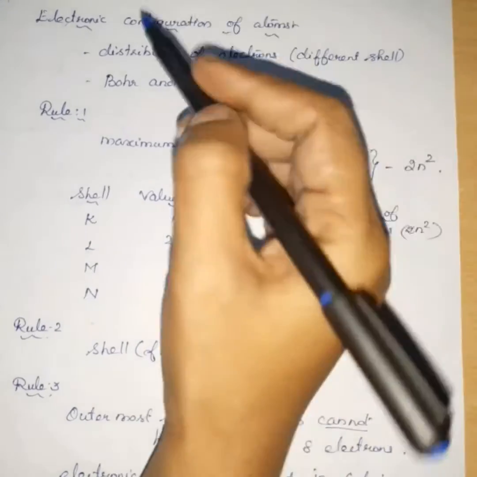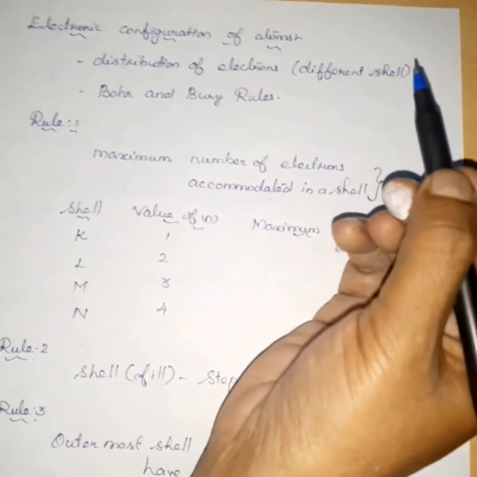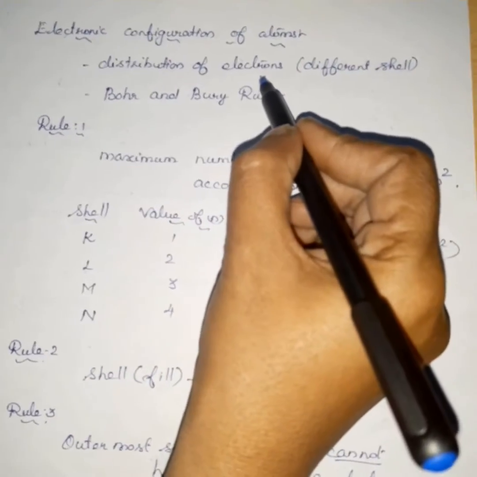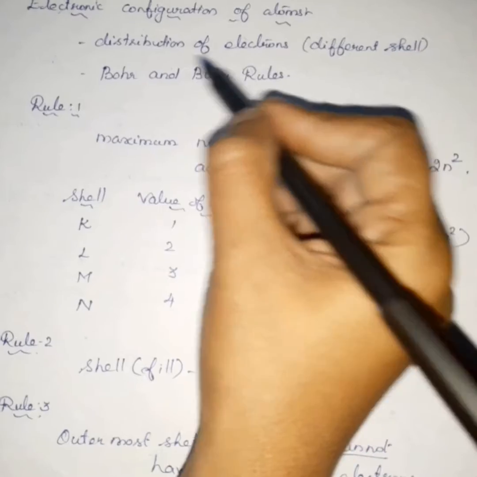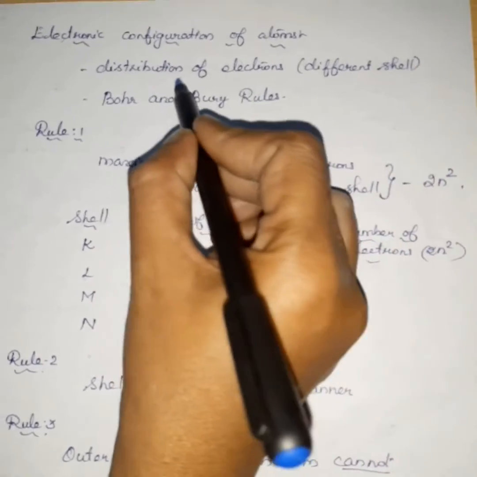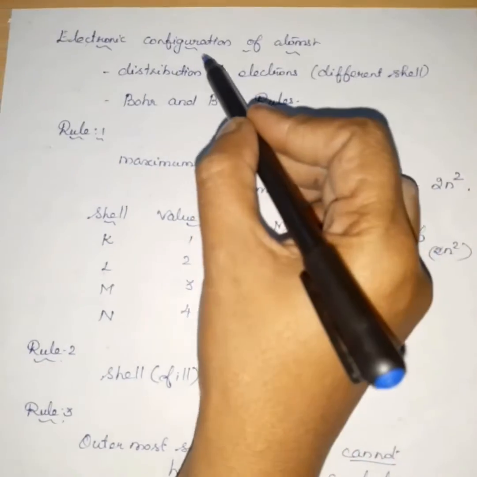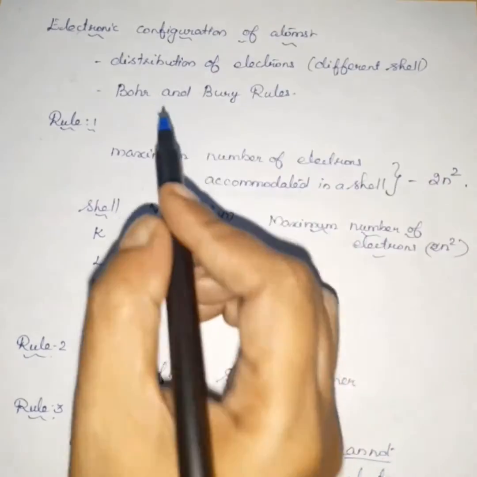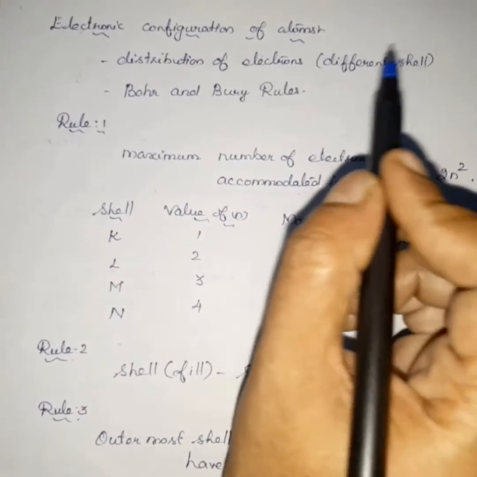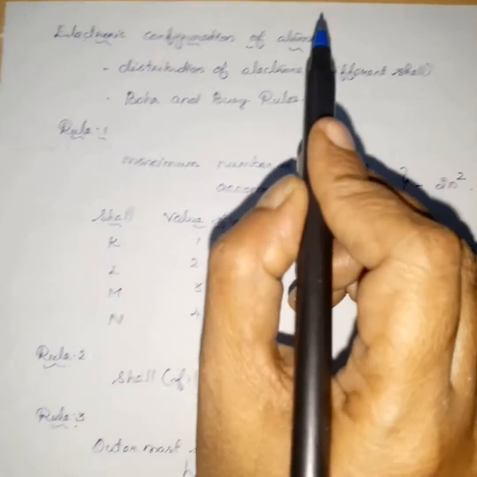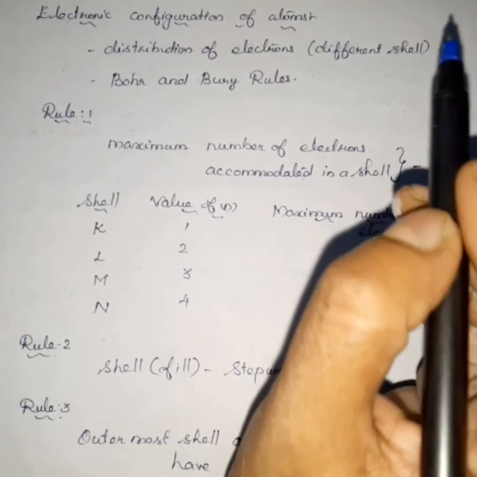Now, what is the electronic configuration? The distribution of electrons in different shells is called electronic configuration. Do you understand? It is very important. Listen, the nucleus is at the center and electrons are revolving around the nucleus. It gives the idea of the position of electrons.